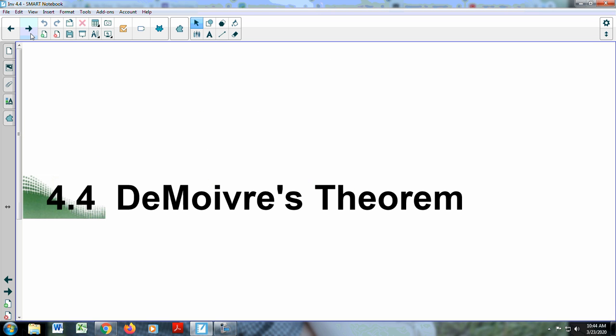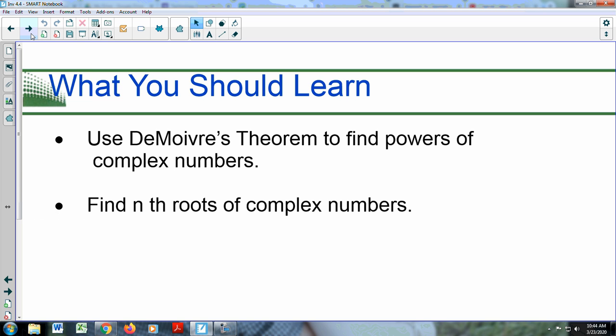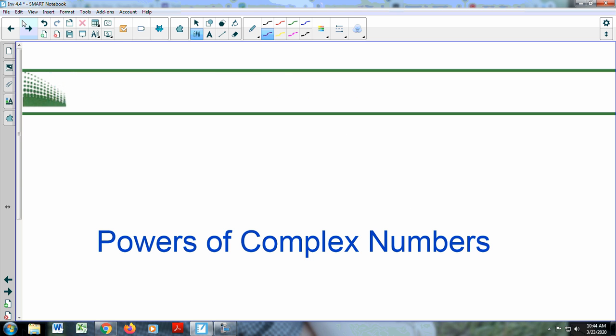So what we're going to do is look at a theorem that will help you if you go further on into trig. We are not, because of the situation we're in. Today we're looking at de Moivre's theorem, to find powers of complex numbers. We are not going to do the nth roots of complex numbers. I need you in class to be able to do that. You will have a lot of questions. It's just not going to work. So here we go. Powers of complex numbers.